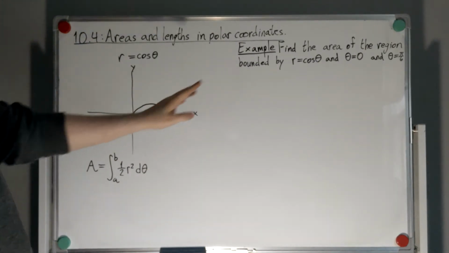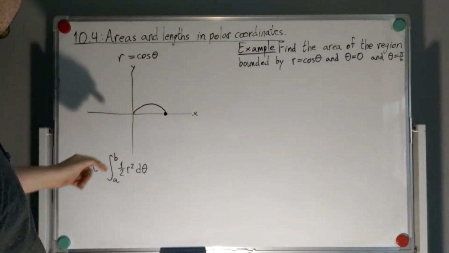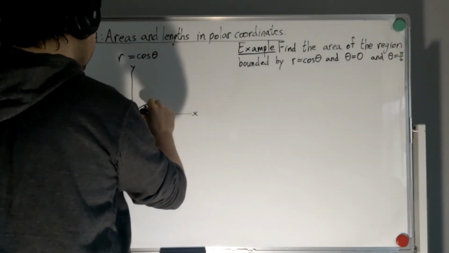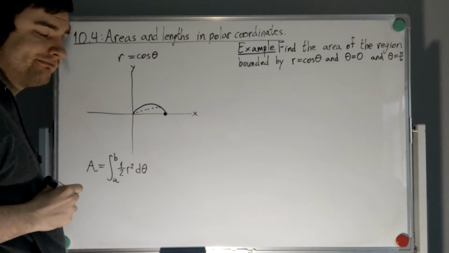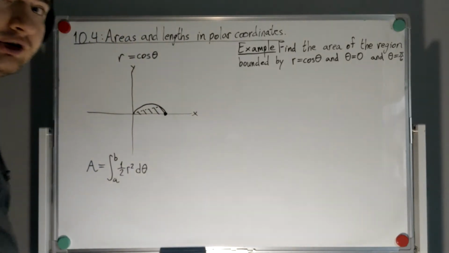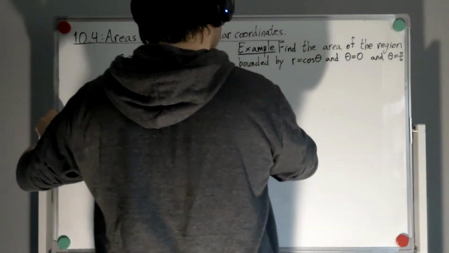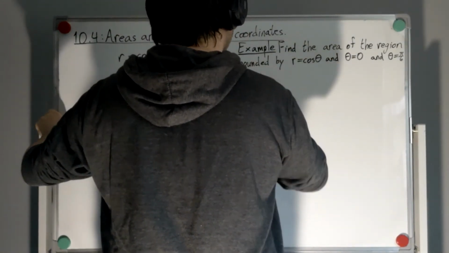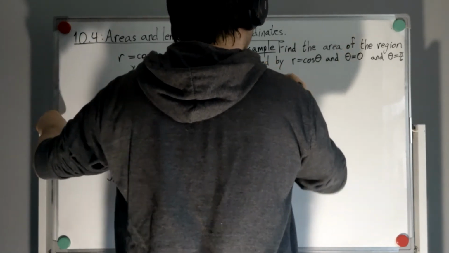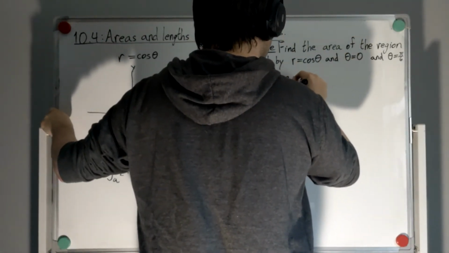Okay? So theta equals 0 is just the positive x-axis. Theta equals pi over 6 is kind of like this angle right here or so. So what we're trying to find here is the area of this weird looking region. So all we have to do is say the area is going to be the integral from 0 to pi over 6 of 1/2 r squared. In our case, r squared is just cosine squared theta d theta.